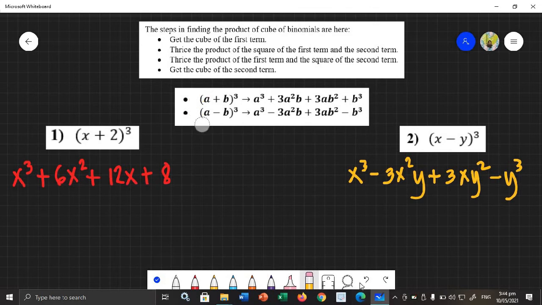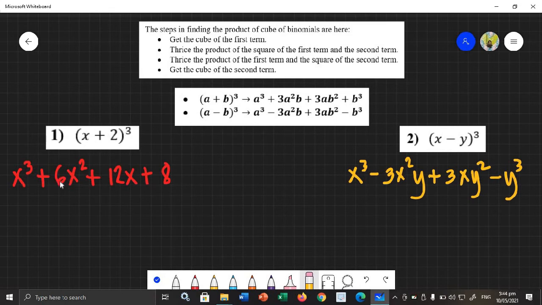So, it is a matter of knowing the pattern, because you should know the pattern if the given binomial is separated by a plus sign or a minus sign. The pattern you will use differs in signs. So, if it is positive, therefore, the terms of the product are all positive. If it is negative, as you can notice, the signs alternate: positive, negative, positive, negative.